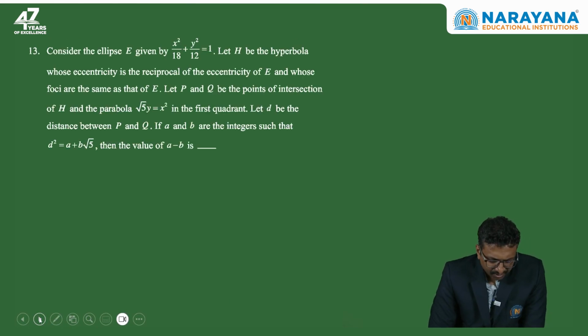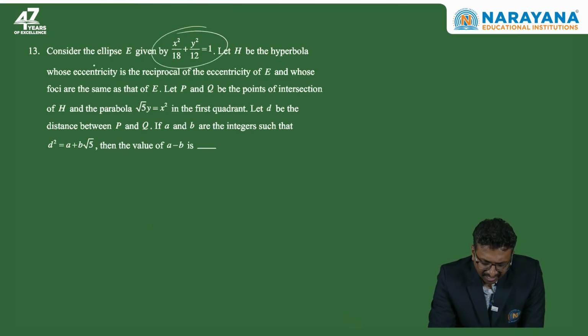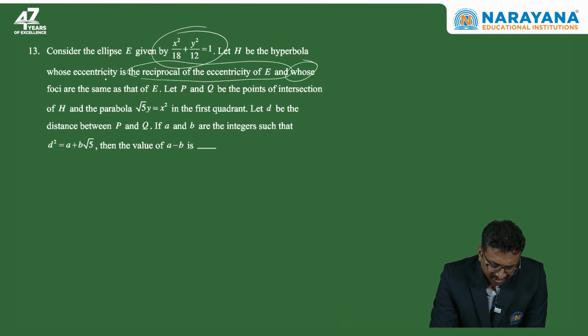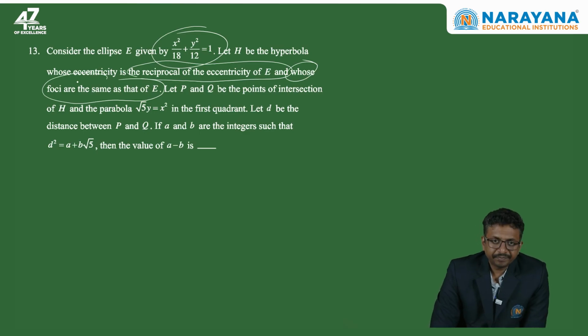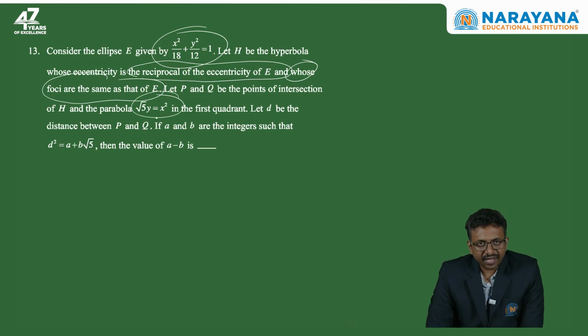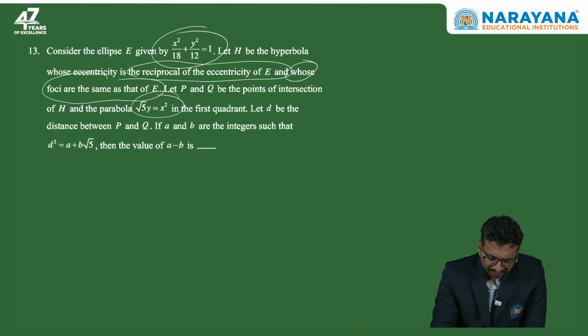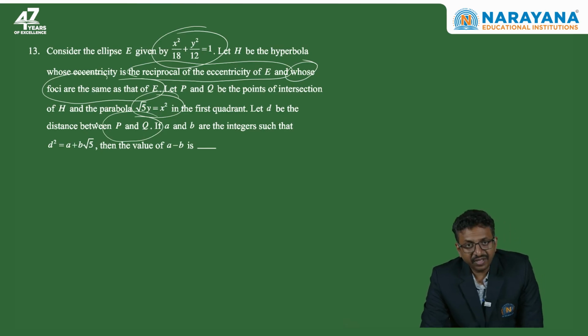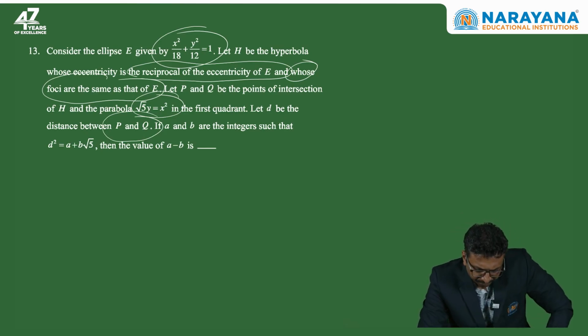So next, let's go to the 13th question. Consider the ellipse E, and let there be a hyperbola whose eccentricity is the reciprocal of the eccentricity of E and whose foci are the same, they are confocal. P and Q are the points of intersection of the hyperbola and the parabola root 5y is equal to x square in the first quadrant. D is the distance between P and Q.